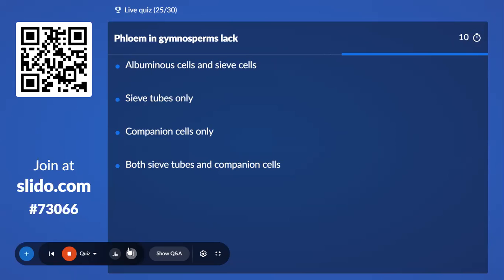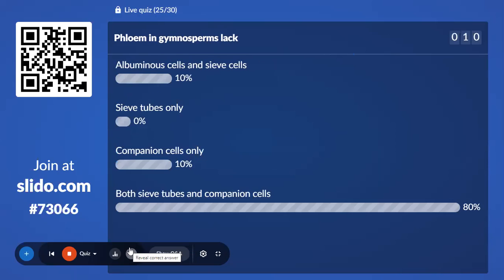And the answer in 10 seconds. I had the poll right before you, and 80% students voted it as option D. Let's reveal the correct answer. And it's option D, both sieve tubes and companion cells.